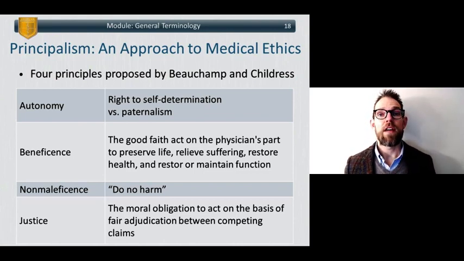Beneficence. It's a good faith act on the physician's part to preserve life, relieve suffering, restore health, and restore or maintain function. So in that previous question, while life may not have been preserved, we are relieving suffering. Non-maleficence, do no harm. And then finally, justice: the moral obligation to act on the basis of fair adjudication between various competing claims.